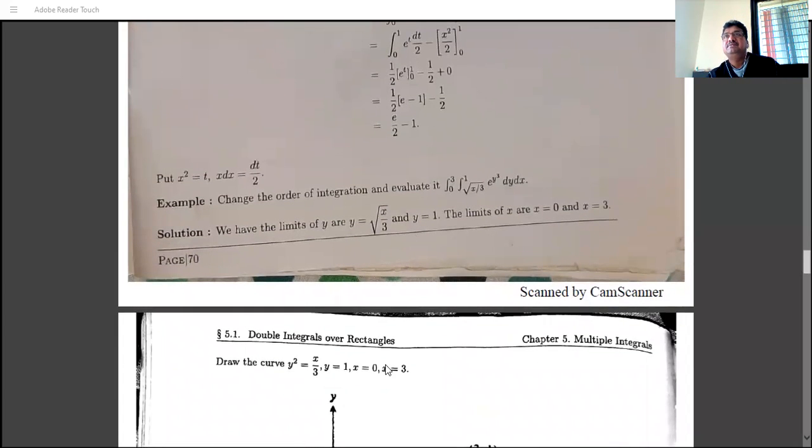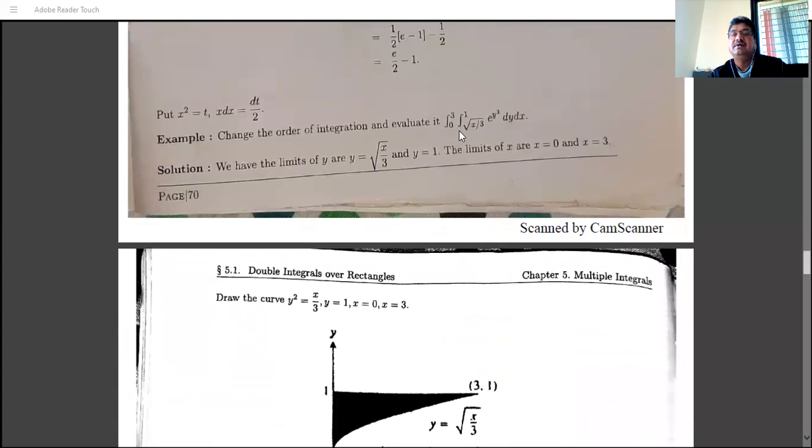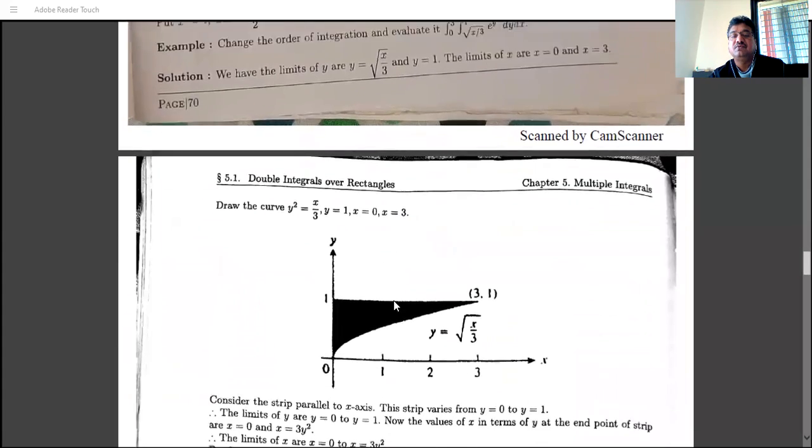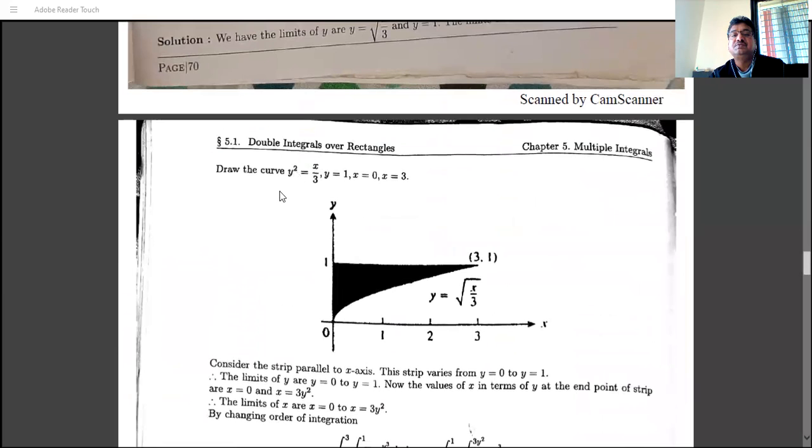Same type of problem: change the order of integration and evaluate. So limits are 0 to 3 and root x by 3 to 1, e raised to y raised to 3, dy dx. So y is root x by 3. That is, after simplification, we have y square is x by 3 and y is 1. So y square is x by 3 means this is the equation of a parabola around the x-axis. Y square means around the x-axis.